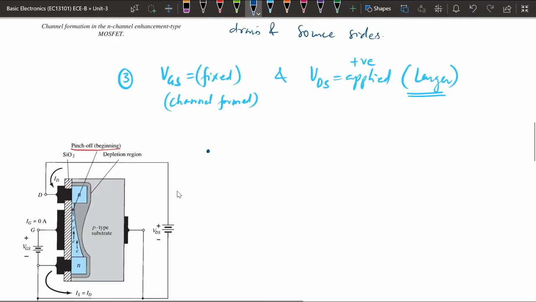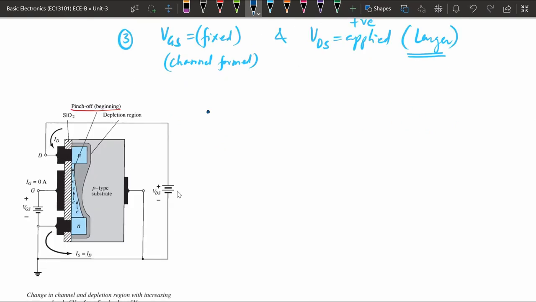As it is a large value, as we increase the drain to source voltage, the current between the source and drain will keep increasing till the channel pinches off. At that time, the gate to source voltage is fixed and VDS we are increasing. So current will keep on increasing till the point called pinch off. At pinch off, the channel is going to deplete, the channel is going to break. From this point the current flowing between drain and source will be constant. It will not increase further as we increase the VDS.